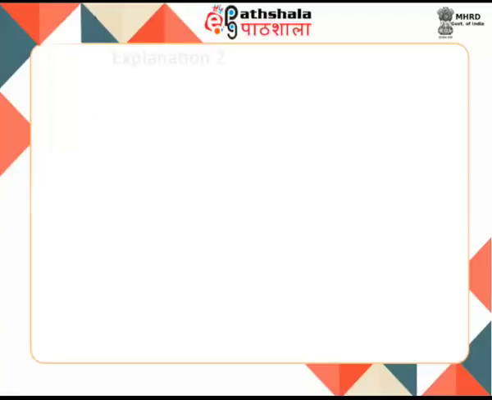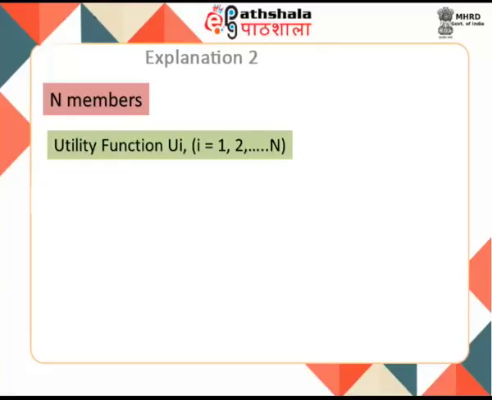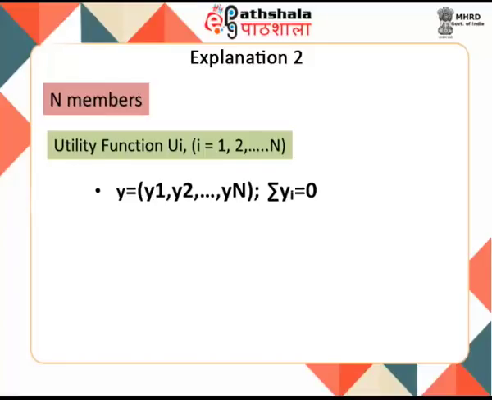Thus, it can be stated as explanation 2, which says that for a group of people consisting of n members, i is equal to 1, 2 till n, while comparing two societal bundles A dash and A double dash, if there exists a vector of transfers from individuals such that the sum total of all the transfers is 0, y is equal to y1, y2 till yn.